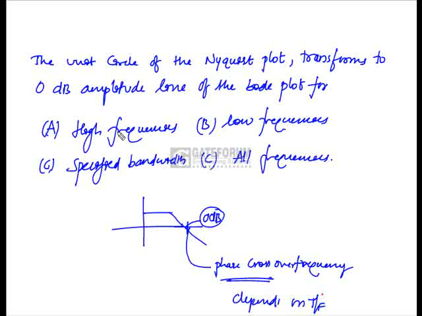transfer function. Since in the question he has not given any transfer function, and for any transfer function you can see in the Nyquist plot, it encircles the unit circle, so it depends upon the transfer function. We cannot say whether it is low or high, but it can happen at all frequencies depending upon the transfer function. So the option is D, all frequencies.